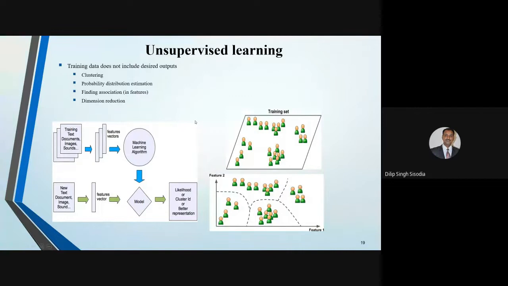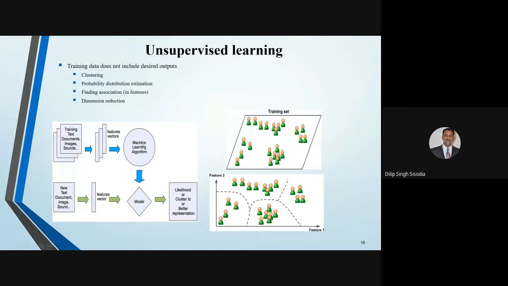In the case of unsupervised learning, the only difference is that the target data is missing. Only input data is available. So labels are not passed to the algorithm. We will pass the data, again extract the features, and this feature vector will be passed.